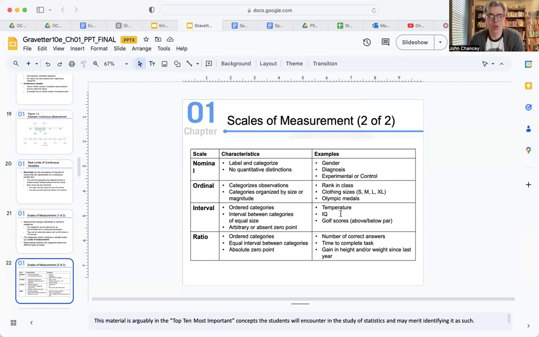Ratio still has ordered categories. There's an equal interval, and there's an absolute zero point. Examples are number of correct answers on a test, time it takes to complete a task, gains in height and weight since last year, if you're somebody who tracks those things, so we can actually compare. A lot of this is for comparative purposes. So like the number of correct answers, you can see, oh, I got 25 out of 30 this time, and the second time I took it, I got 29 out of 30. I can actually see an improved ratio in my score after studying or after intervention.